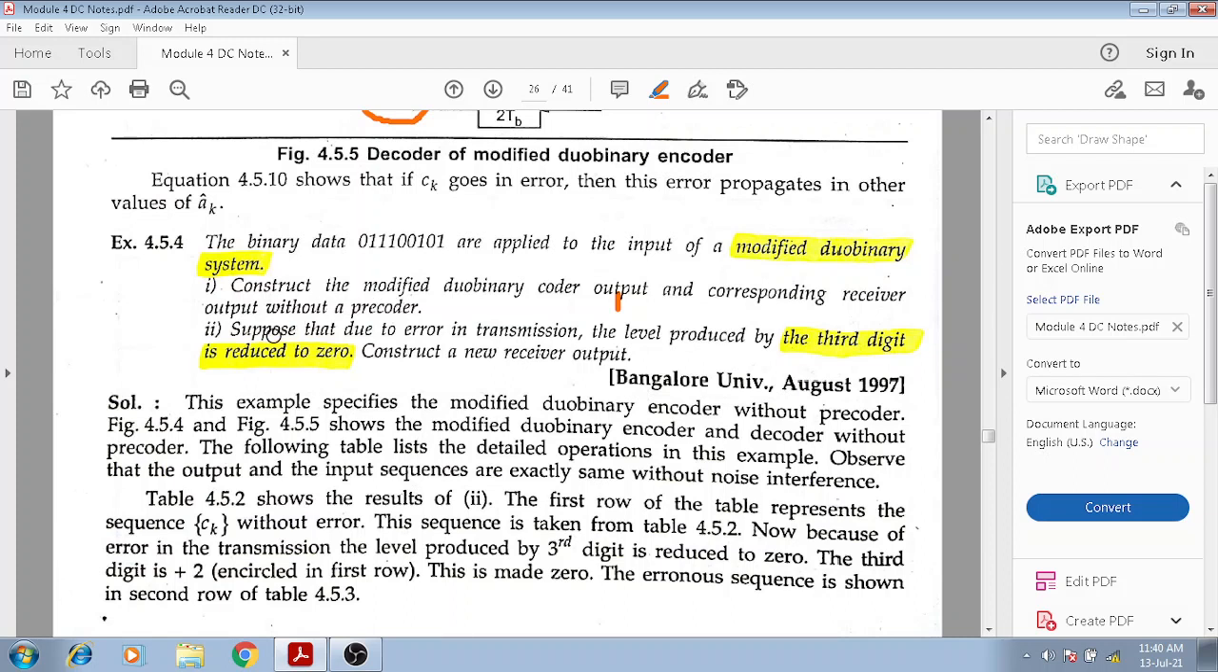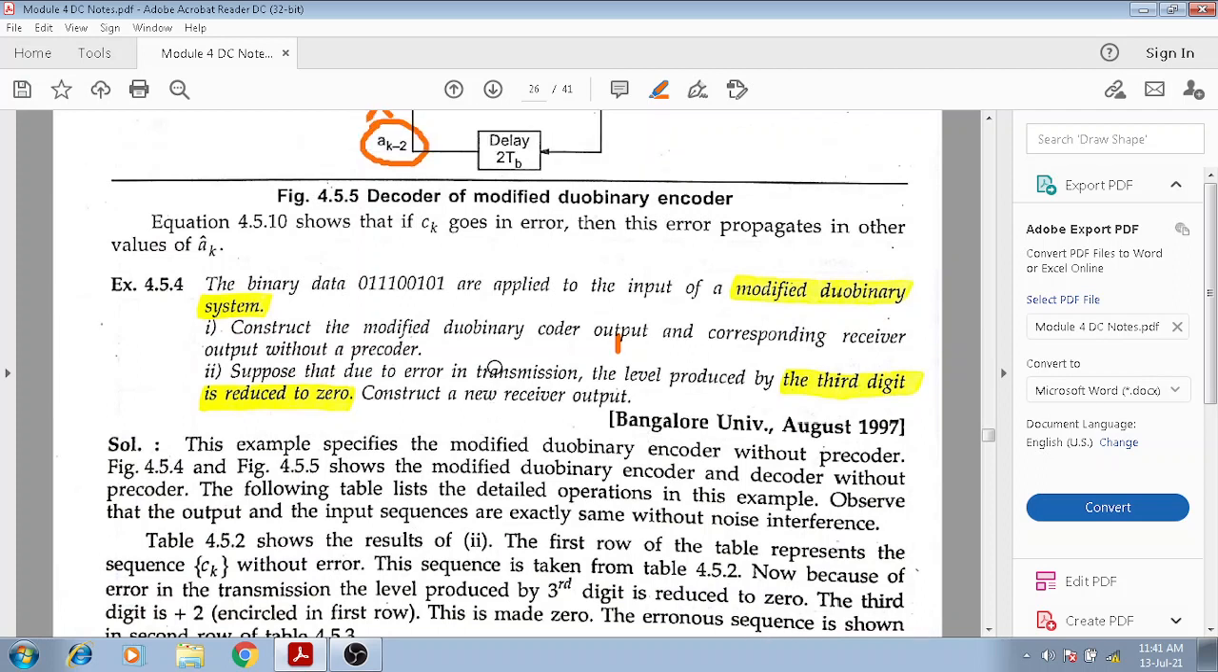And the second question is very interesting and important also. Suppose that due to an error in the transmission, if an error occurred in any one bit in the data transmission, the level produced by the third digit is reduced to 0. So whatever bit is affected by error, that bit is reduced to 0 and you have to construct the new receiver output. Means you have to estimate the new output AK dash. So this is the problem definition.